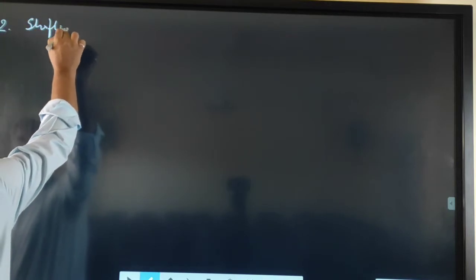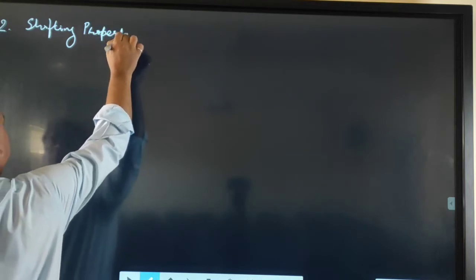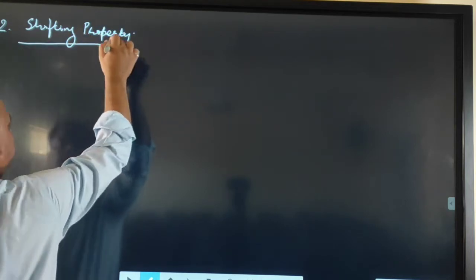Another property is known as the shifting property. The second property is known as the shifting property.